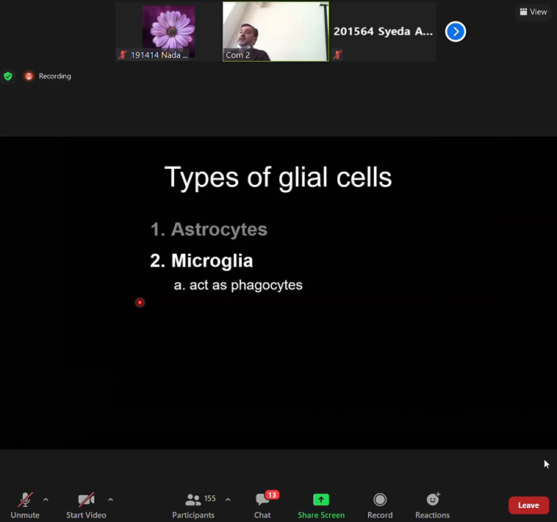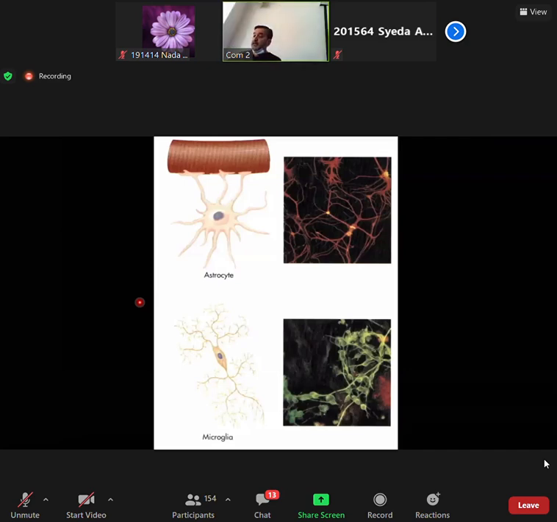Microglia, we know that they act as resident macrophages of the central nervous system. They act as phagocytes, and they act as antigen presenting cells for the immune system in the brain. This is the shape of the microglia. You can see them here.